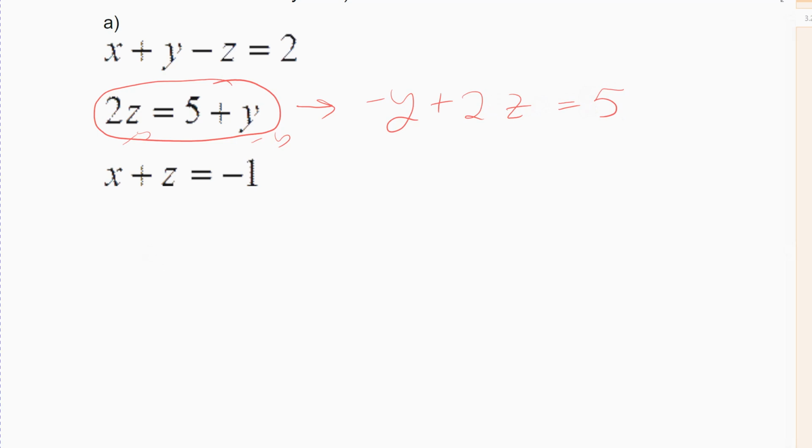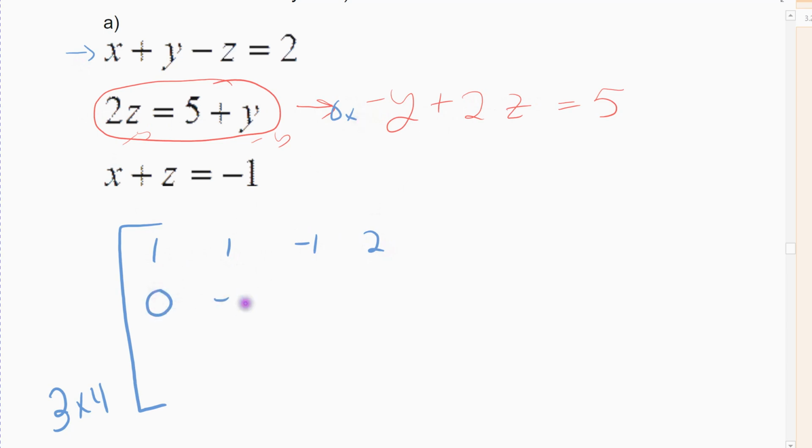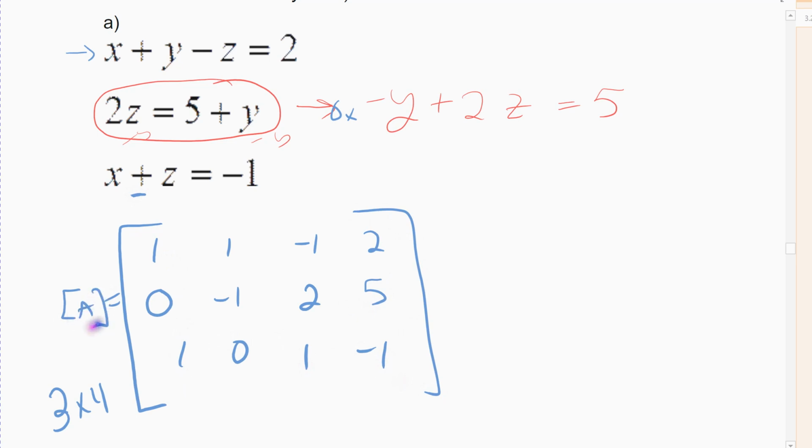And so my augmented matrix, which is going to be a 3 by 4, my first row goes with this equation, so 1, 1, negative 1, 2. My second row goes without. There's no x value, and so if you want to think about it, there's a 0x there. And so you put a 0 in the x spot. Negative 1y, 2z, 5 for the constant. And same thing here, there's no y, so we put a 0 in the y spot. So 1 for x, 0 for y, 1 for z, and then negative 1. There's your matrix A that you would type into your calculator.